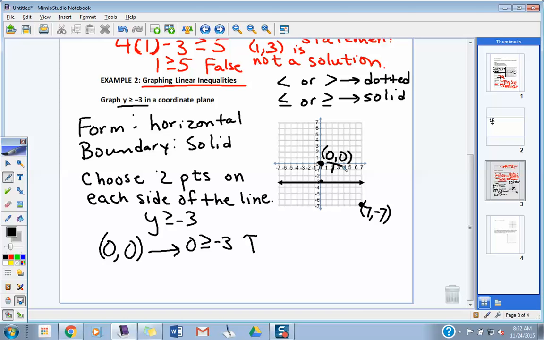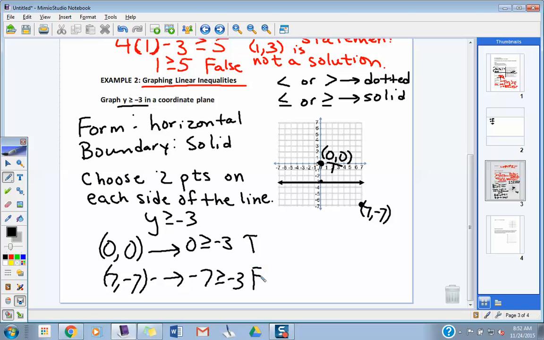How about if I chose 7 comma negative 7 to plug in? What's the y value I would plug into the inequality? What's the y value you'd plug in? Negative 7. This says negative 7 is greater than or equal to negative 3. How about that statement? False, right?